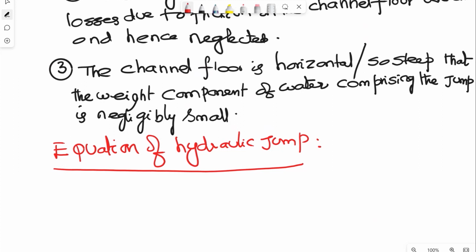Next, what are the things which we counted actually? Number one is pressure. Pressure is hydrostatic. Number two, frictional losses neglected. Number three is the channel floor is horizontal. That means anywhere you take, the weight component in the direction of flow is the same. So that's why it is negligibly small in the direction of flow, because the total will be acting only in the vertical direction. That is the third assumption actually.